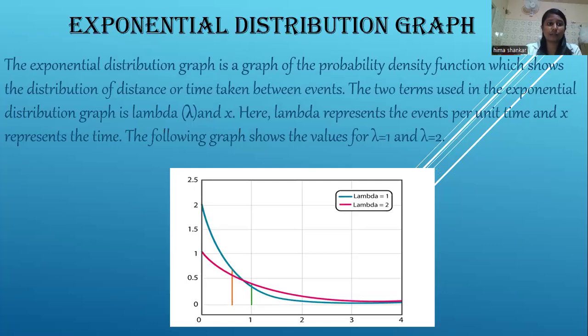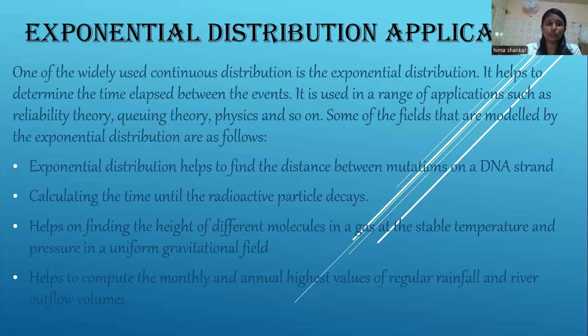Exponential distribution graph. The exponential distribution graph is a graph of the probability density function which shows the distribution of distance or the time taken between events. The two terms used for exponential distribution graphs are lambda and x. Here lambda represents the events per unit time and x represents the time. The following graph shows lambda is equal to 1 and lambda is equal to 2.